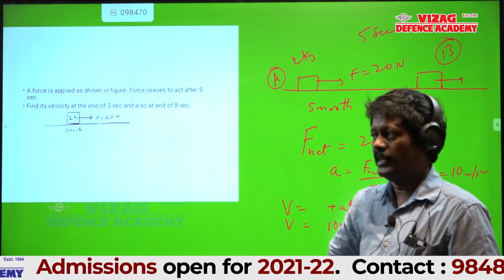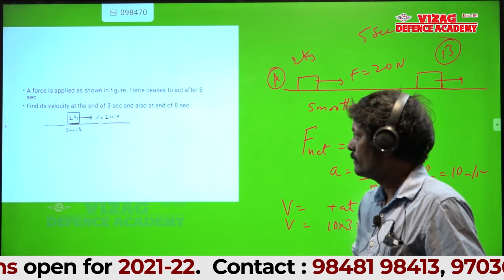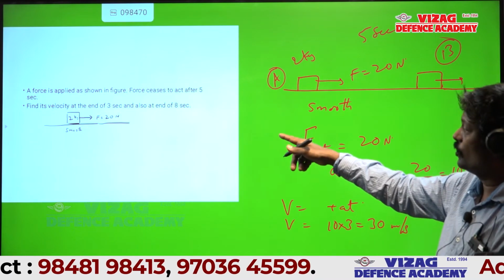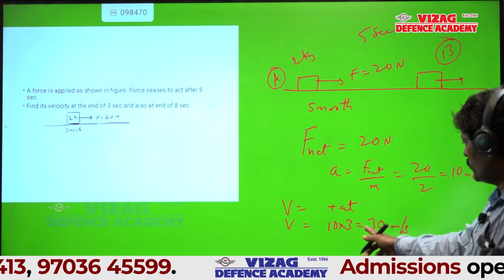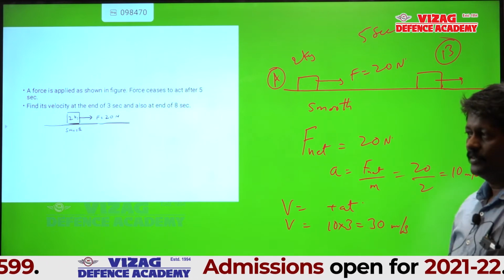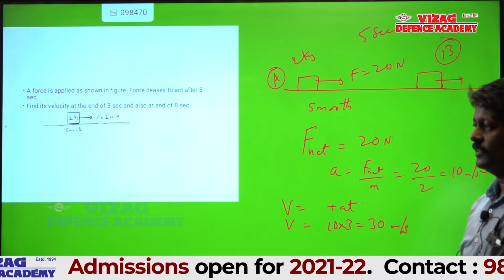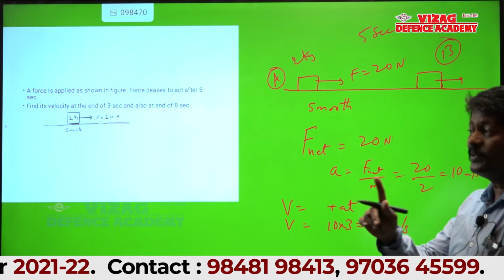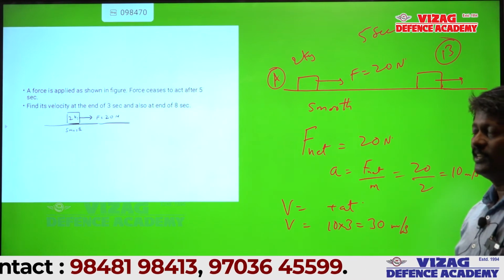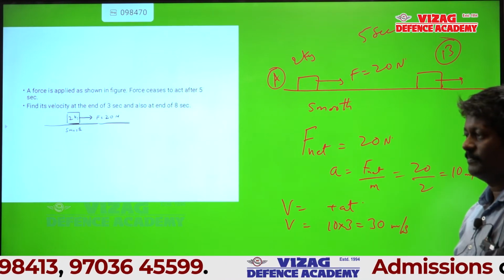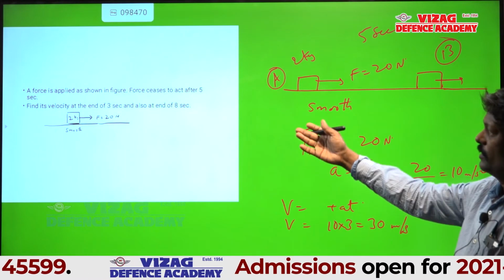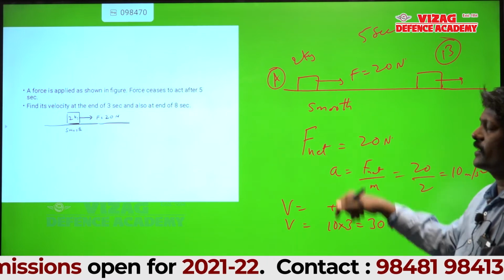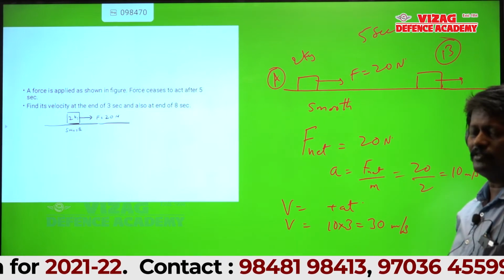Sir, in the question they gave: find the velocity at the end of 3 seconds and also at the end of 8 seconds. We found it at the end of 3 seconds. Find it at the end of 8 seconds. I will tell you. That is why I gave that question. The question appears simple, but you have to think here carefully. If it is so easy, why would I ask you at 3 seconds and 8 seconds? If it is simple, I will not give the same model again.